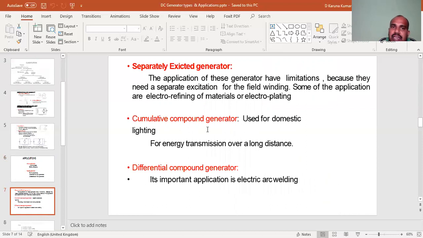And compound generators again have two different types: cumulative compound and differential compound. Cumulative compound is used for domestic lighting and energy transmission over long distances. The differential compound generator is used for electric arc welding.